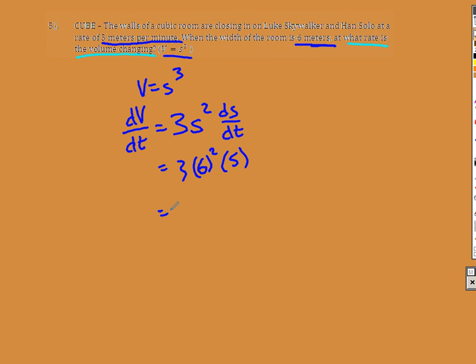So 3 times 6 times 5. However, they're closing in. It's decreasing. So this should be a negative 5 for ds/dt. So when I plug all that in, I'm going to end up with negative 540. And again, my unit, volume per time. Volume is cubic, and time in this case is minutes. So meters cubed per minute. That's why that's our unit for number 5.